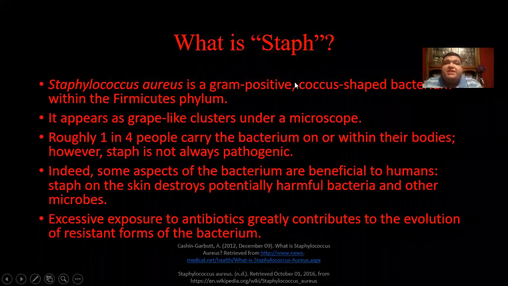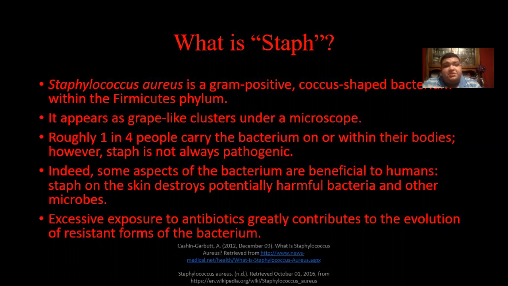Okay, so what is staph? Staphylococcus aureus is a gram-positive coccus-shaped bacterium in the phylum Firmicutes. What's interesting about it is that 1 in 4 people actually carry the bacterium on their skin or in their nose, like the mucous membrane. And typically, and normally, it's actually not really a bad thing. It does provide people with benefits, as we'll get into.